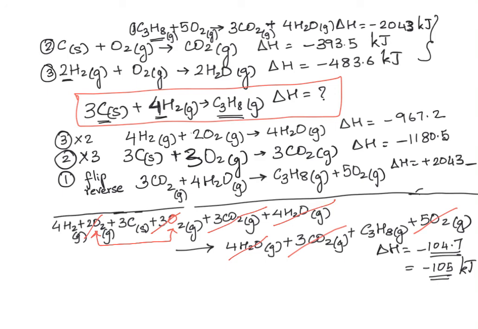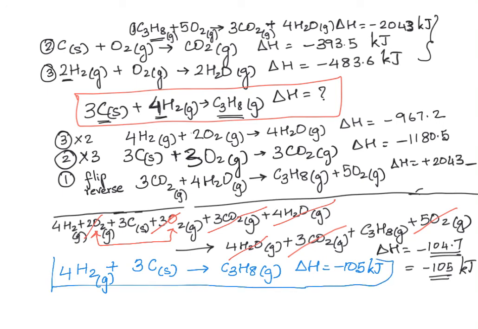So what are we left with? We are left with 4H2 plus 3C yields C3H8 gas with a delta H of negative 105, and this is what we were interested in to begin with, if you look at the reaction that we were interested in. So you have to manipulate the given equations to get the reaction that we are interested in.